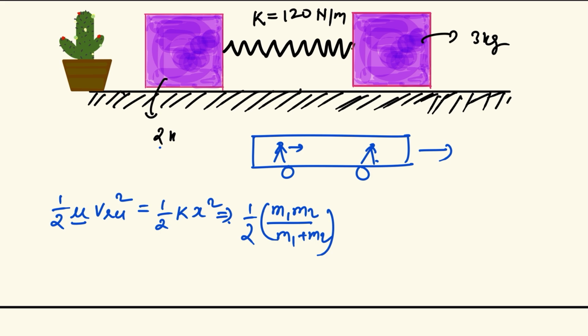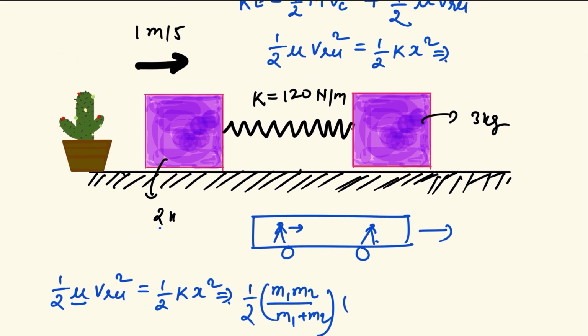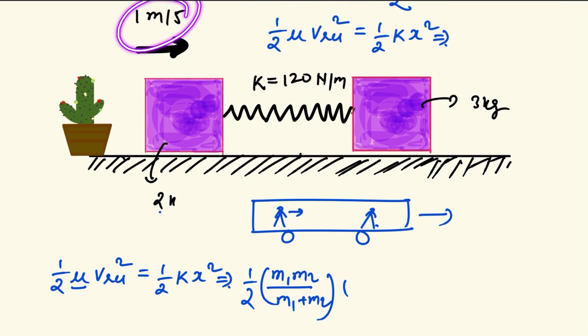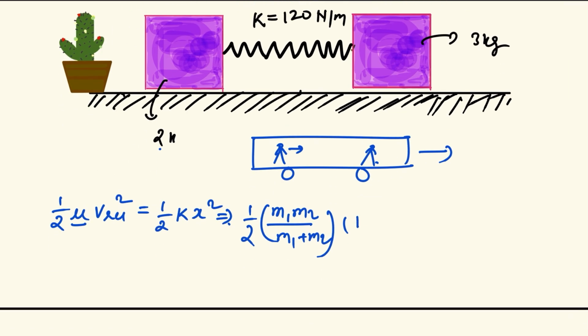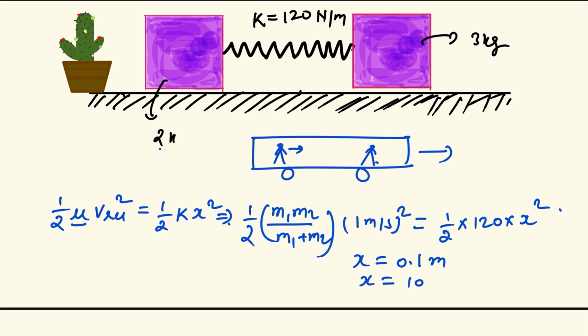And the relative velocity is 1 here. The velocity of this block with respect to this one is 1 meter per second. So I can write 1 meter per second squared, equal to 1/2 into 120 into x squared. Once you solve it, you'll get x equal to 0.1 meter. So basically x is equal to 10 centimeter. That is the answer. I hope you like this problem.